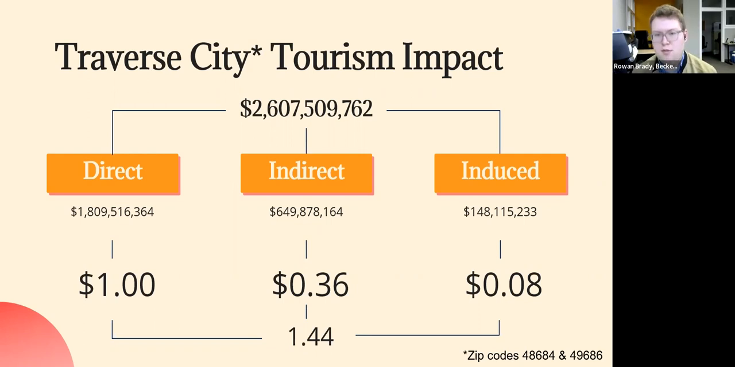Next slide. In total, the tourism industry is responsible for roughly 2.6 billion of the local economy in these two zip codes, which accounts for roughly 28.6% of the total economic activity. For every dollar directly generated by the tourism industry, another 36 cents is generated indirectly and another 8 cents is induced. This means that tourism has a multiplier of about 1.44, and a multiplier is just a combination of direct, indirect, and induced relationships. Economic multipliers are valuable metrics when looking at what industries create the most economic returns throughout the entire economy.